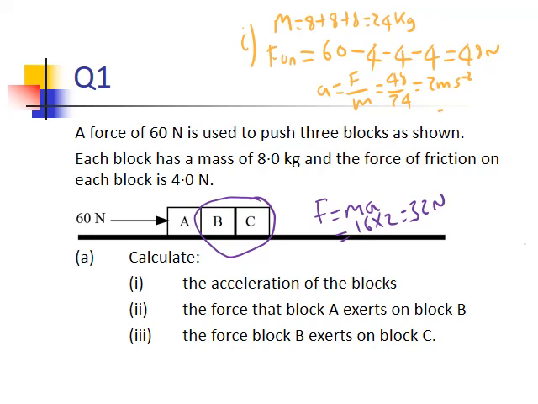The force that block B exerts on C is done in the same way, F equals ma. This time there's only one block at the end, C, so we're going to take 8 times 2 to give us 16 newtons of force.